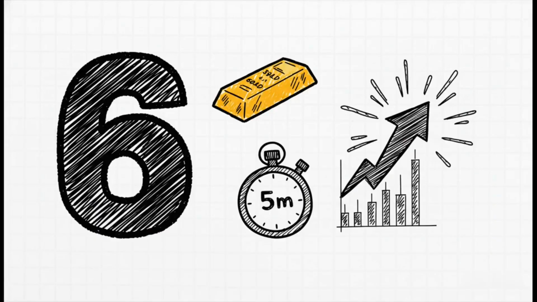So what we've got here is a full 6-step game plan. It's all about spotting those high-probability trades on XAU/USD, gold against the dollar. And here's the kicker. We're doing this on the 5-minute chart. Why? Because that's where you can catch those super fast, explosive moves that gold is famous for.